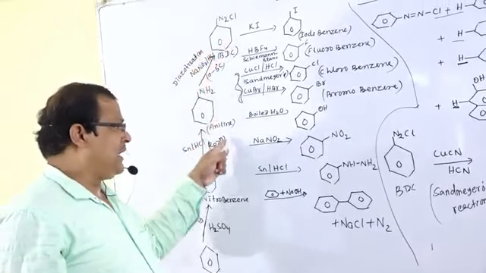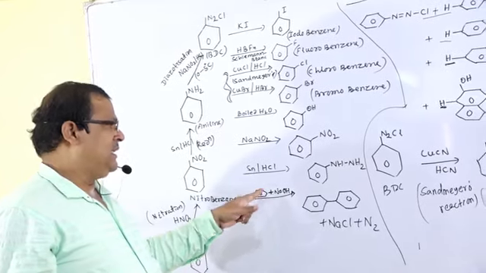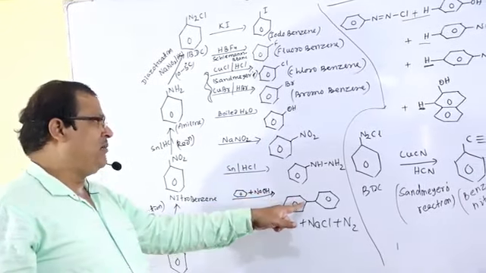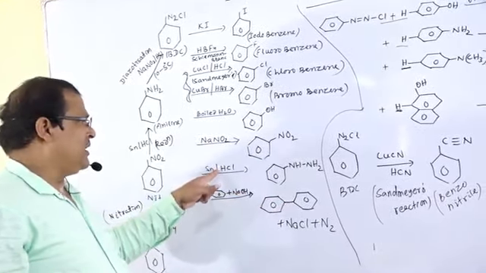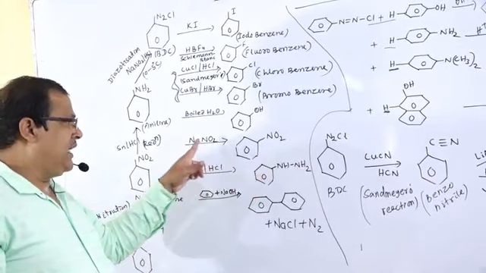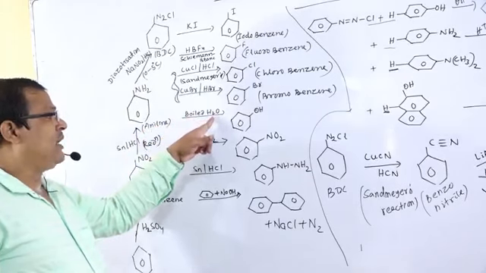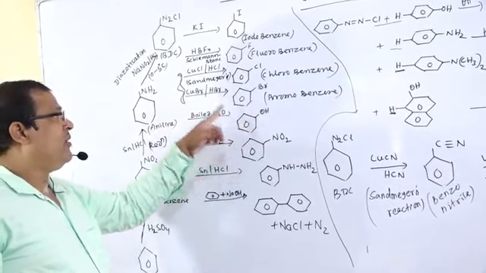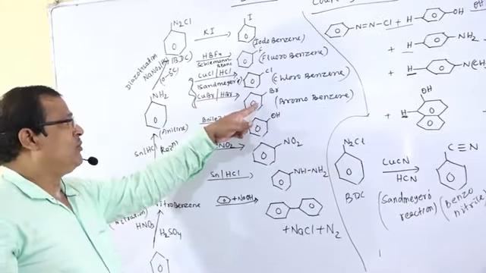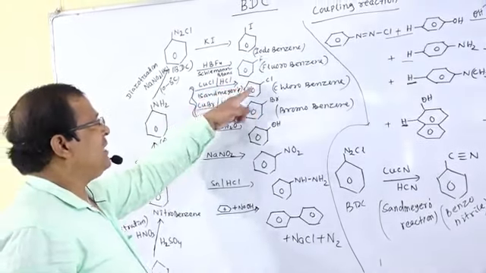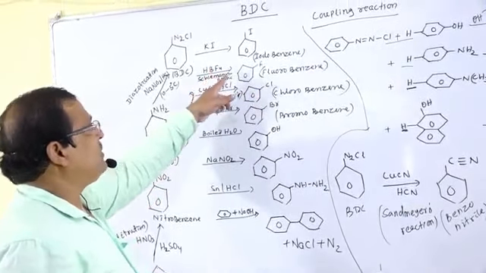BDC treated with benzene and NaOH gives biphenyl. Reduction gives phenyl hydrazine; NaNO2 gives nitrobenzene. BDC treated with boiled water gives phenol; CuBr and HBr gives bromobenzene; CuCl and HCl gives chlorobenzene; HBF4 gives fluorobenzene.